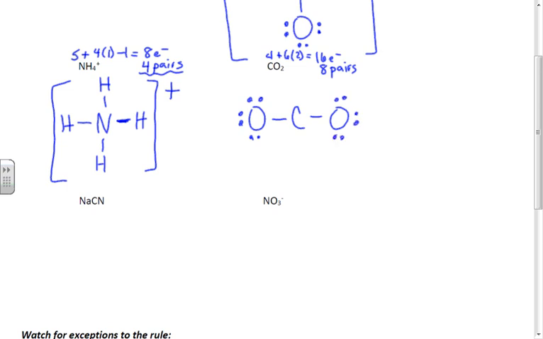And if we count how many pairs we have on the page, we've got 1, 2, 3, 4, 5, 6, 7, 8. But we're not done. We haven't checked that central atom. We haven't checked the carbon. The carbon's not full. It needs to have 8 electrons around it. Right now it only has 4. So we need to put a couple more there. But that gave us 10 pairs. Now we have too many.